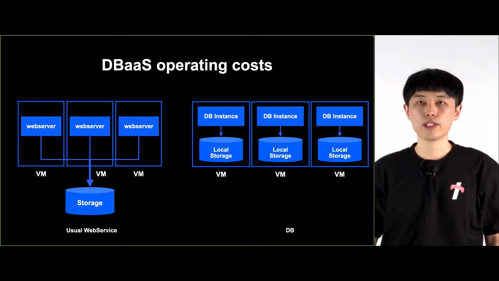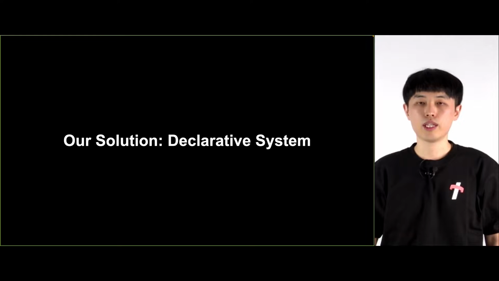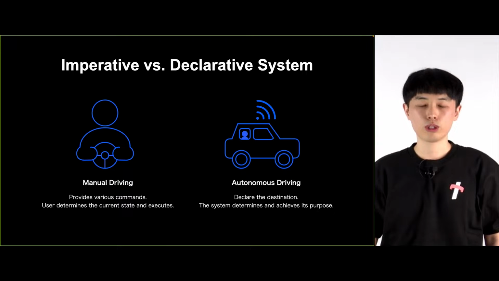As a result, as the scale of DBaaS grows, we had to come up with a new method. So the answer was a declarative system. What is a declarative system and how is it different from the existing system? To understand better, maybe we should talk about the imperative system first. I would like to use illustrations to compare imperative and declarative systems.